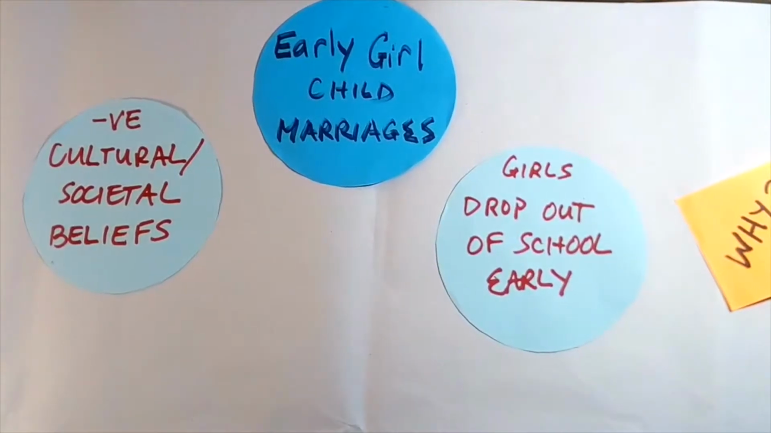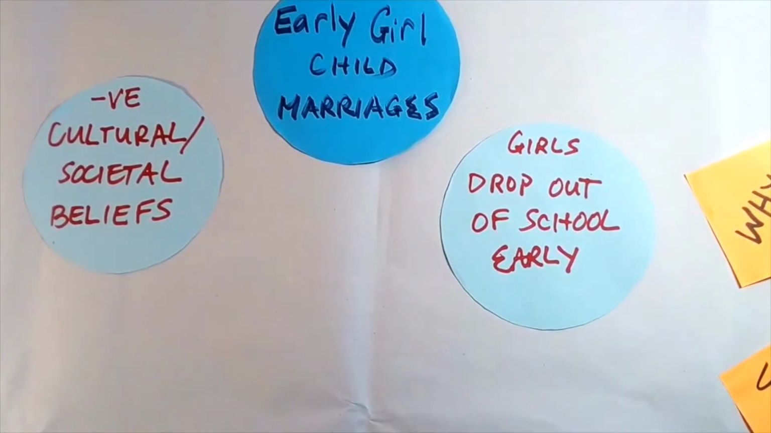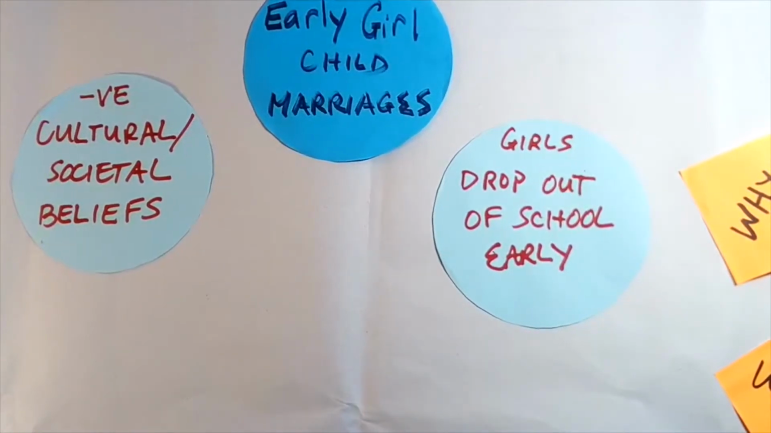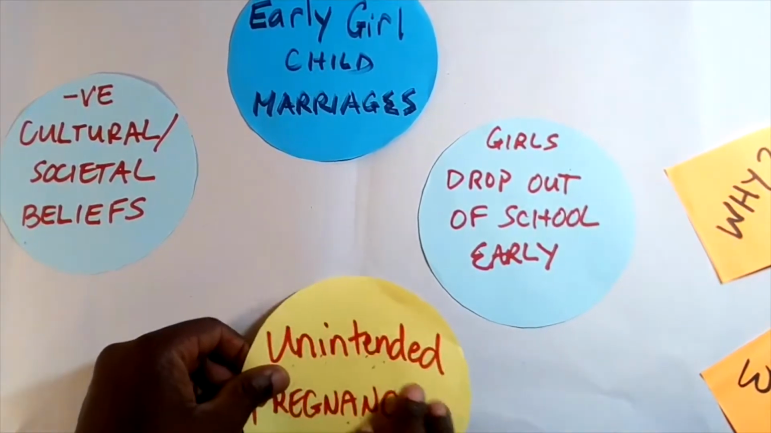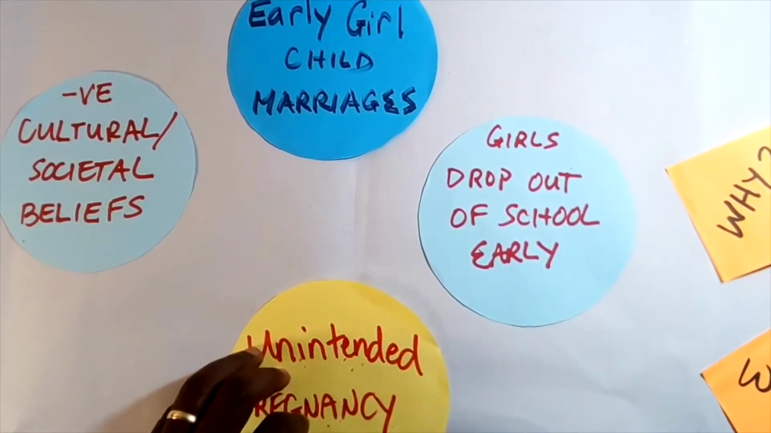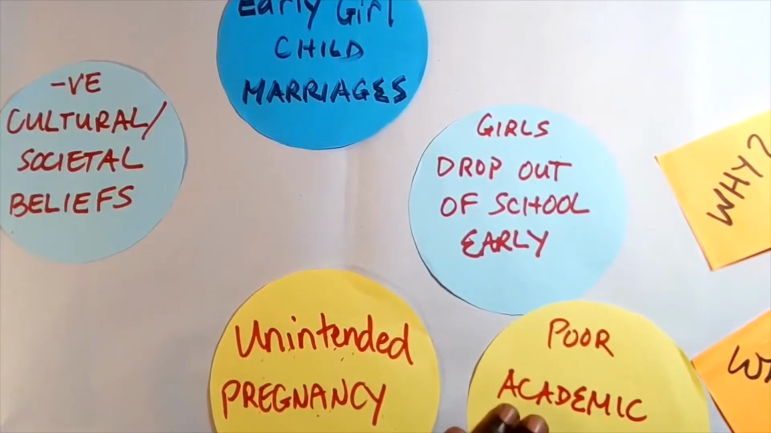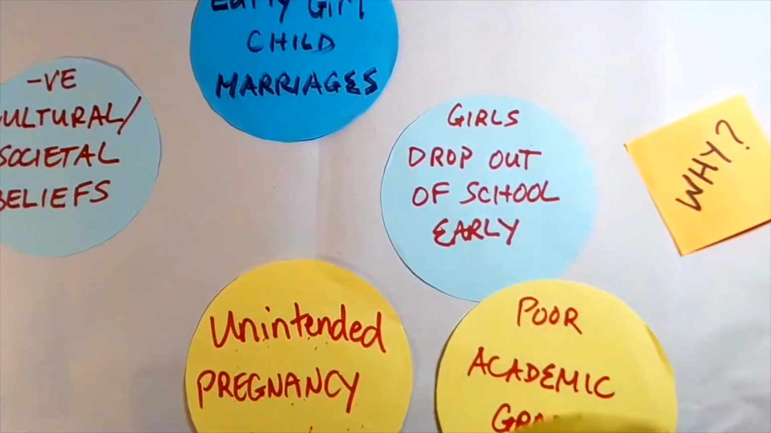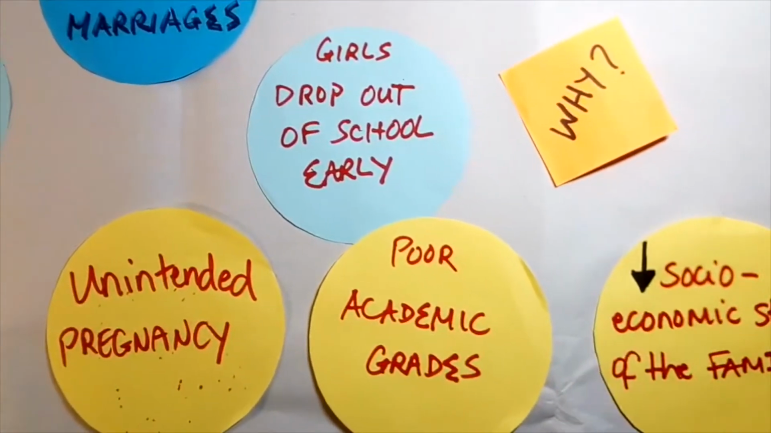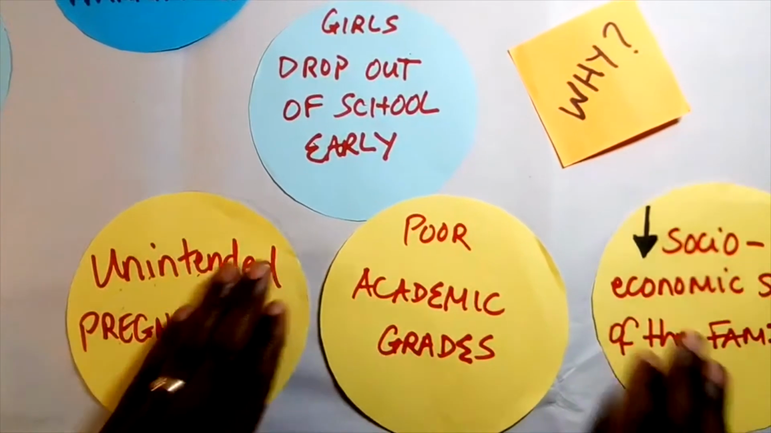Again, to move that further, we've got to ask the question, but why? Why do girls drop out of school at an early age? Is it because they get pregnant early? Maybe. Or is it because they perform poorly in school so they don't get the grade? Or is it possibly because the socio-economic impact or status of the family is low, and therefore the girls end up dropping out of school?